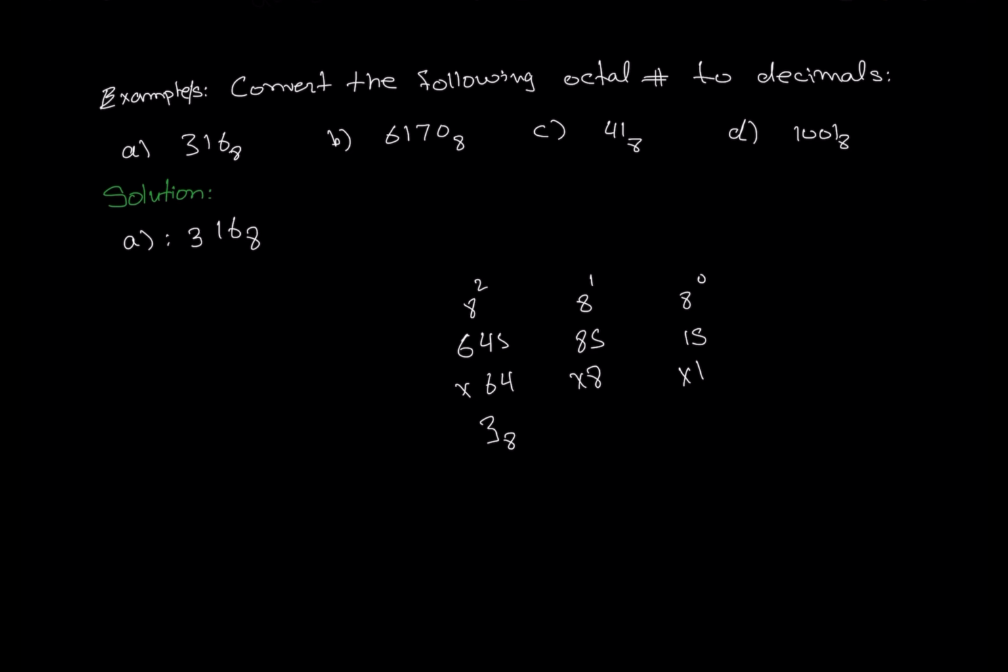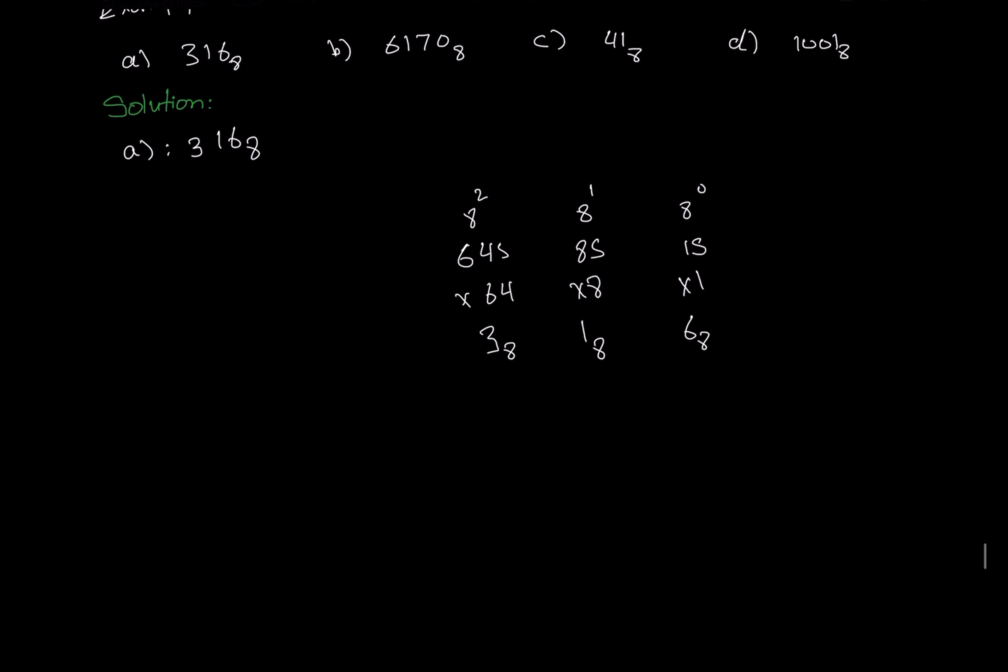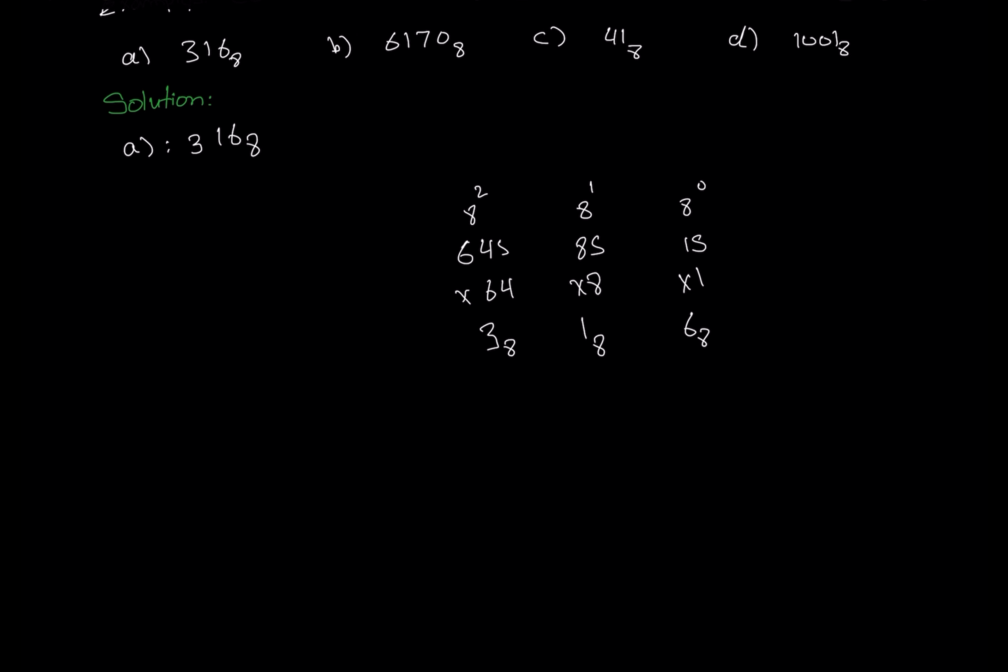It will be 3 base 8, and starting from left, 1 base 8, 6 base 8. The third step is to multiply these numbers. 3 will be 3 times 64, plus 1 times 8, plus 6 times 1.